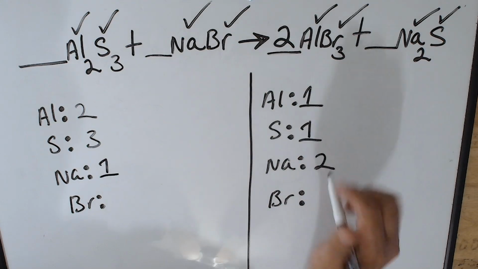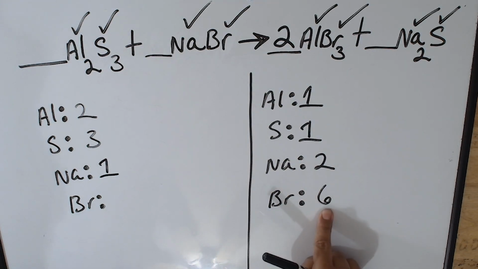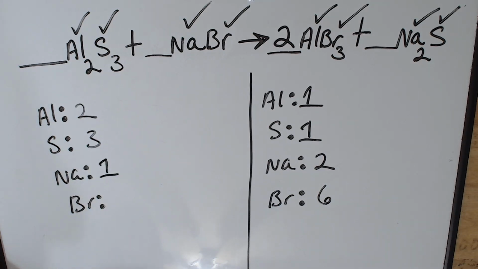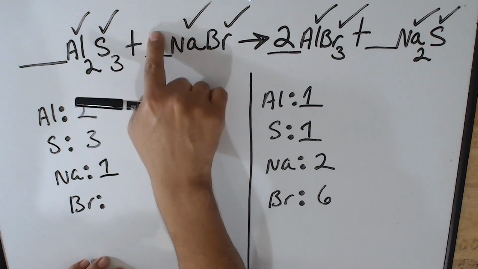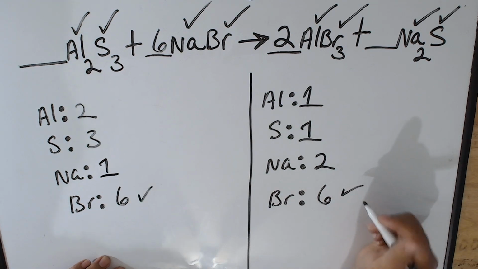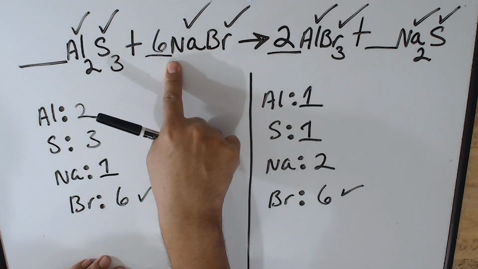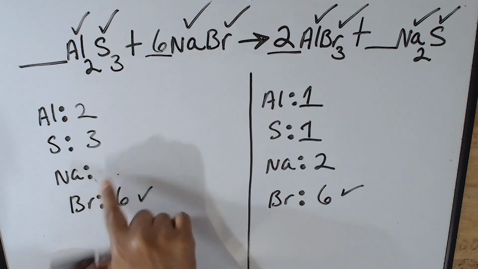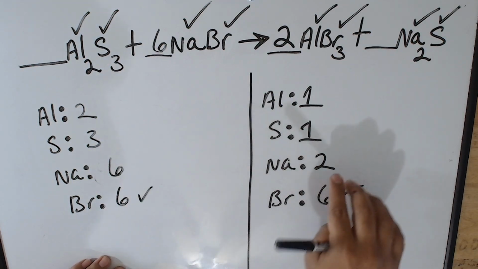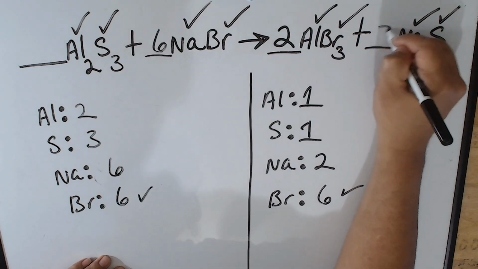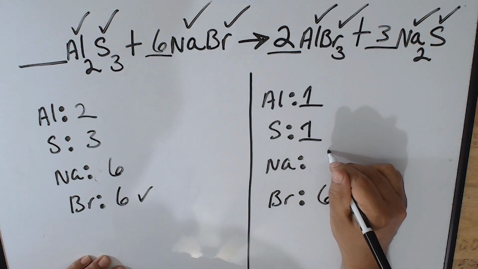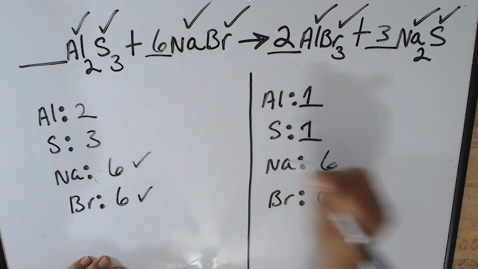So 2 times 3 gives me a total of 6. And now I need 6 atoms of bromine over here. So I'm going to write a 6. Now our bromides are balanced. And I have 6 sodiums now. So I'm going to change that to a 6. So if I have 6 in the reactant side, I need to have 6 in the product side. So 3 times 2 gives me a total of 6. So the sodiums are balanced.